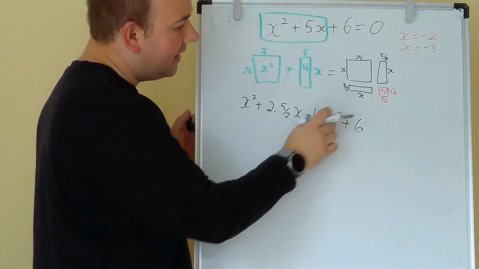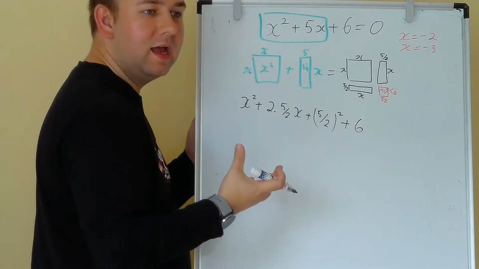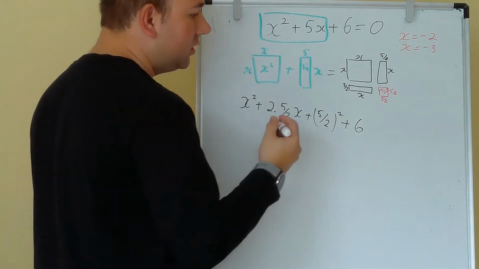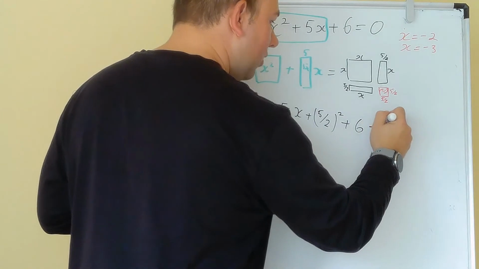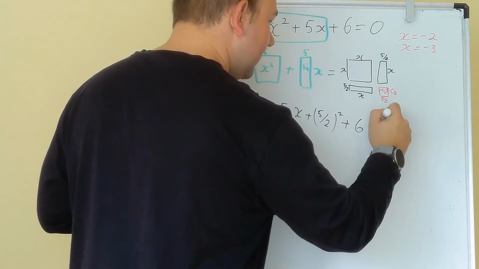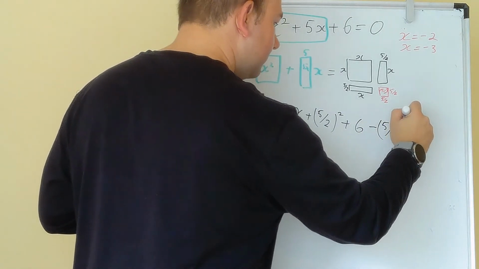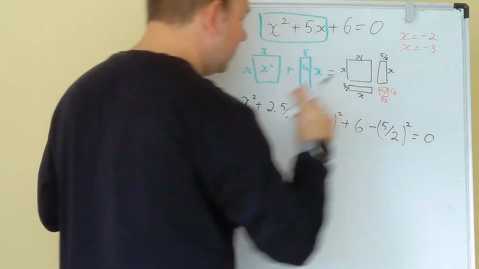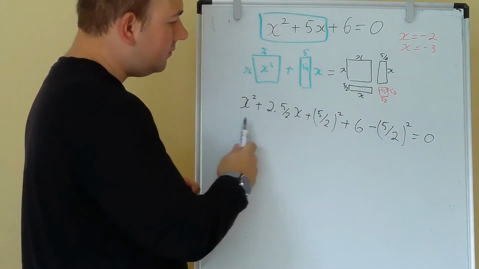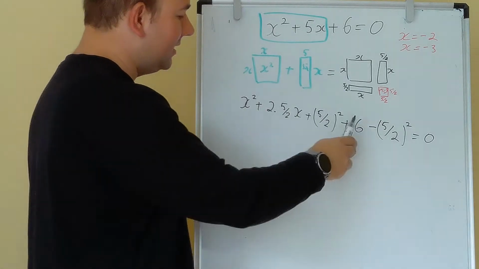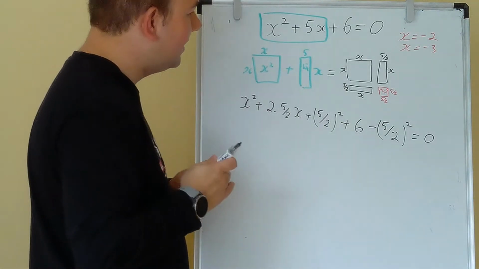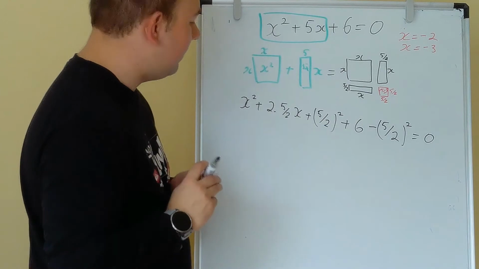But because we've added this square in, we can't just add it with no consequence, we have to also take it away. So we need to also take away this as well, and say that this is equal to 0. Now we end up with a quadratic equation that looks even more complicated than where we started, but we have to bear with this.